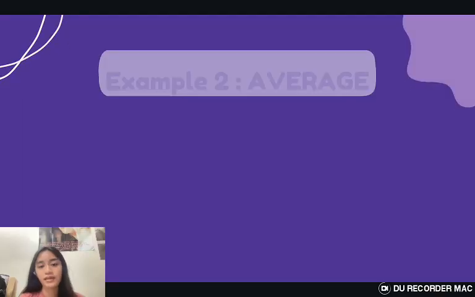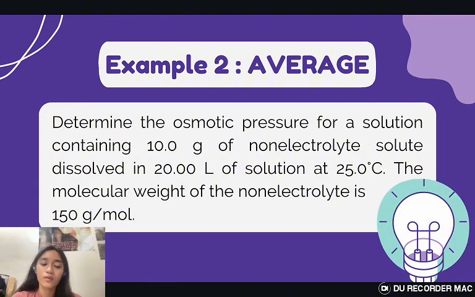We have our second example in the average. The problem is to determine the osmotic pressure for a solution containing 10 grams of non-electrolyte solute dissolved in 20 liters of solution at 25 degrees Celsius. The molecular weight of the non-electrolyte is 150 grams per mole.